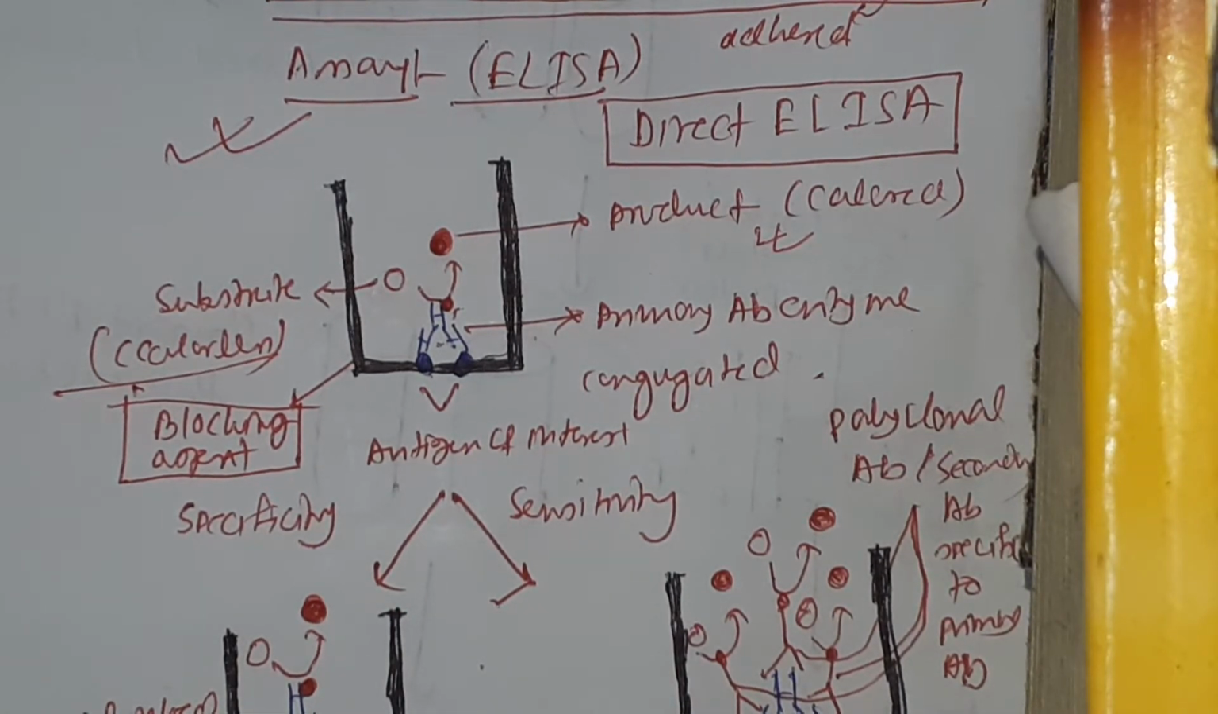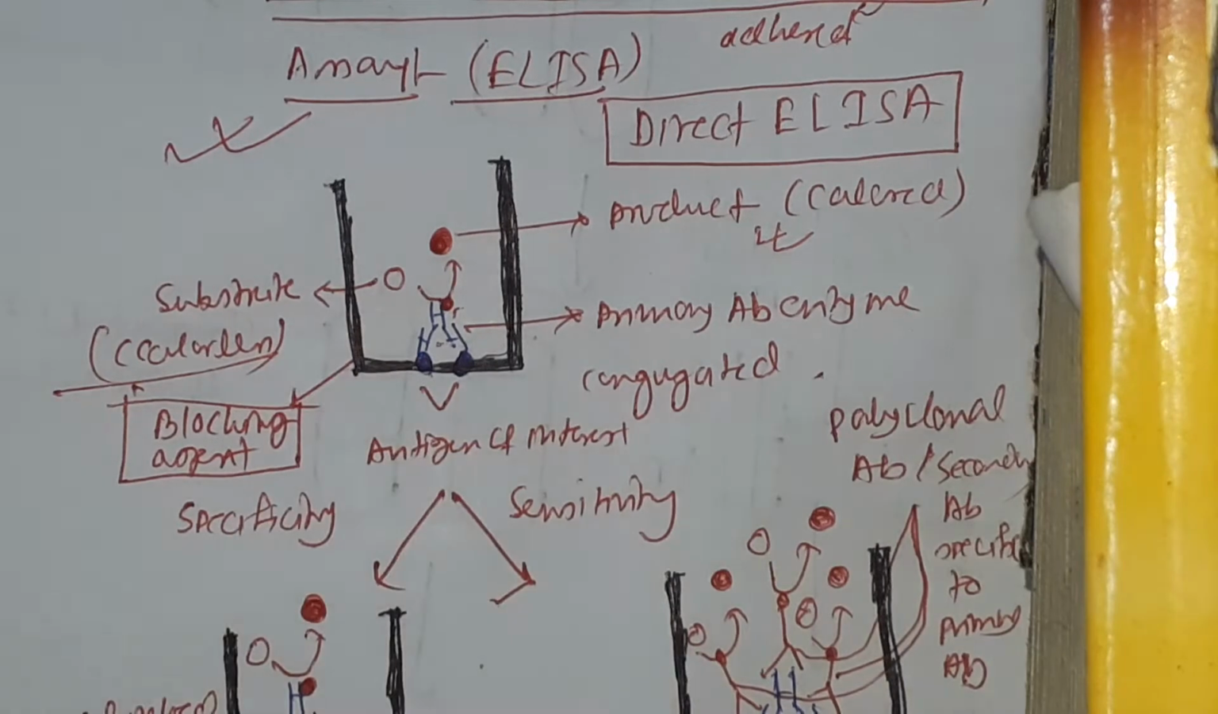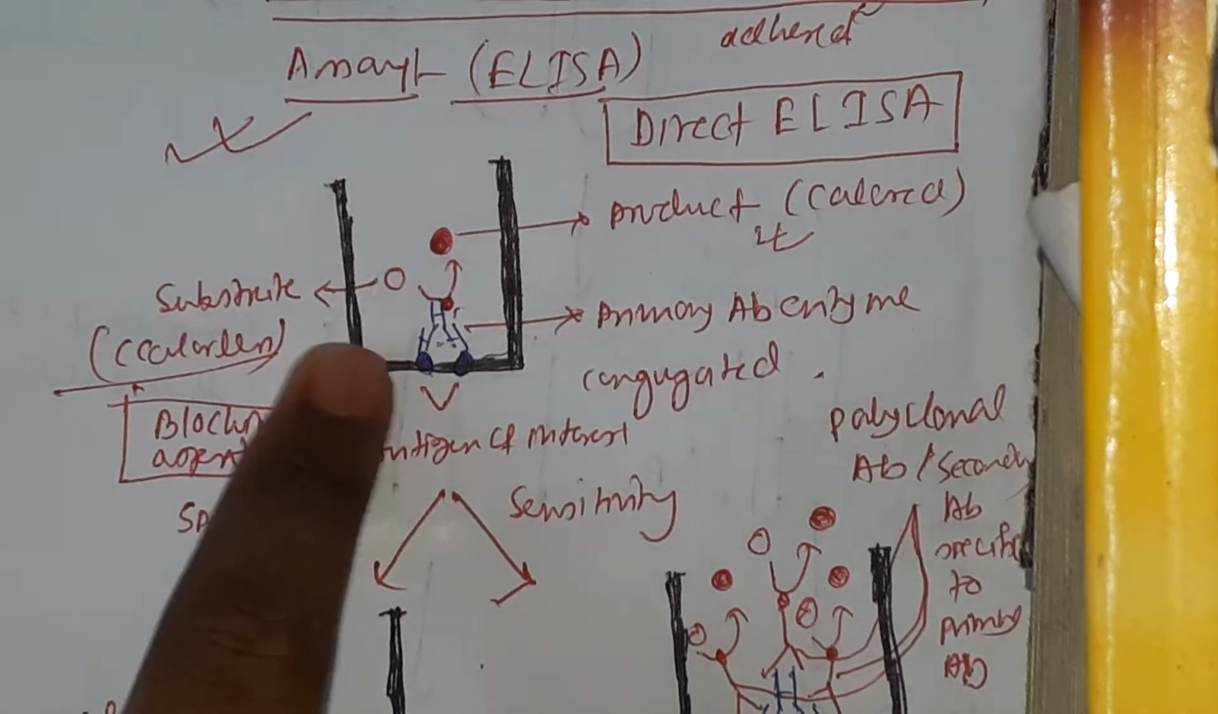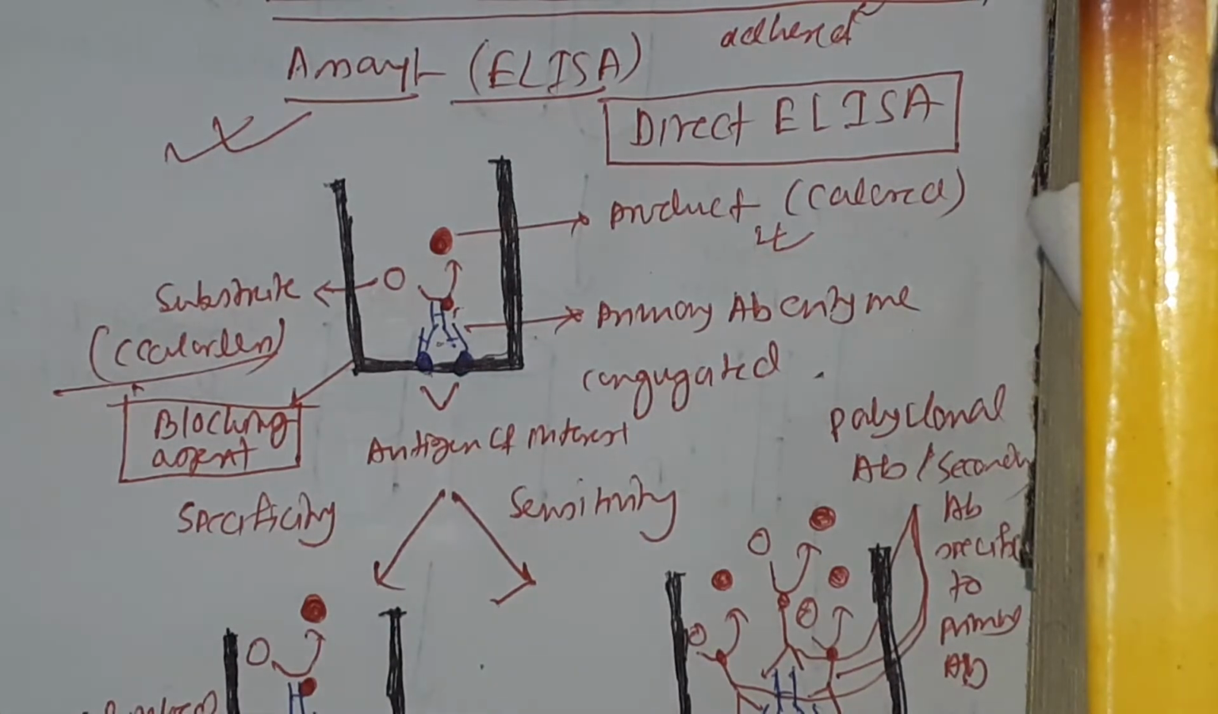But there are some problems in the direct ELISA technique, because remember one thing, if an antibody is conjugated with enzyme, then the affinity of that antibody towards a particular antigen will be less. So this antibody does not bind well with the antigen that is coated on the microtiter plate, and that is the reason sensitivity will be less and specificity will also be less.